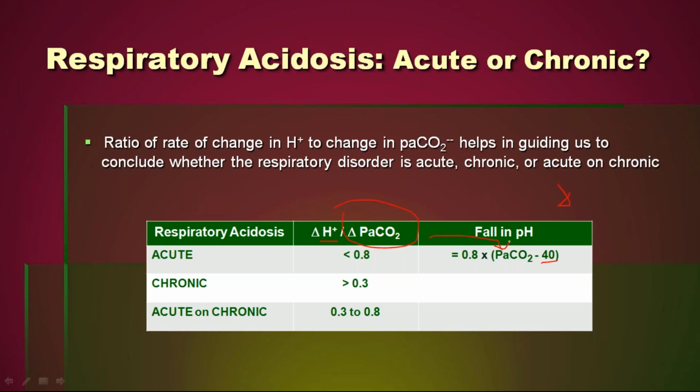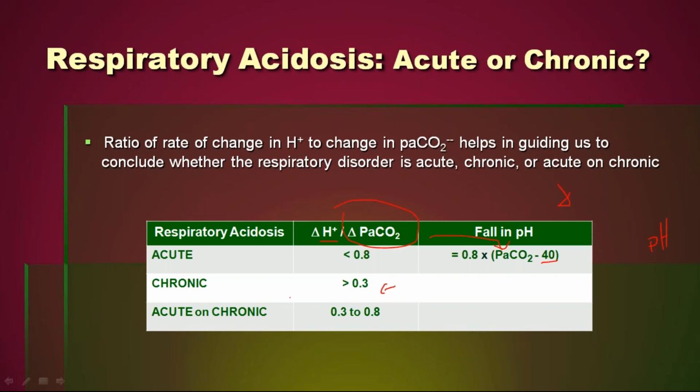So take the change in PCO2 and multiply it by 0.8. If it tallies with your pH change, it is acute. If it tallies with 0.3, that means a much lesser change, gradual, so it is a chronic PCO2 change. The expected pH change is calculated from the PCO2 minus 40, multiplied by either 0.8 or 0.3. That is how you do it.